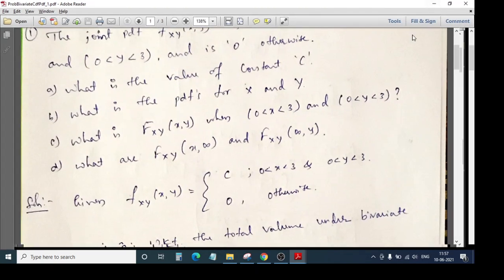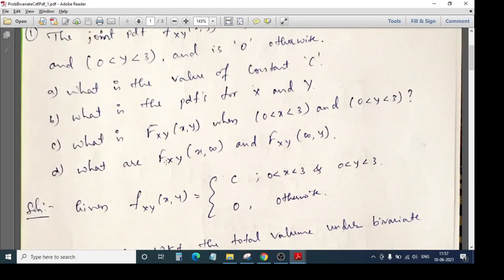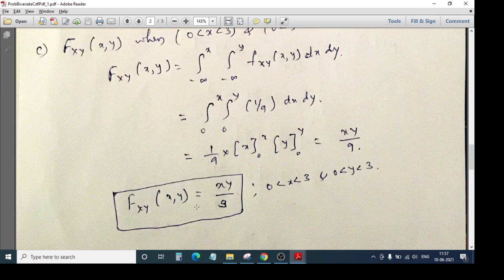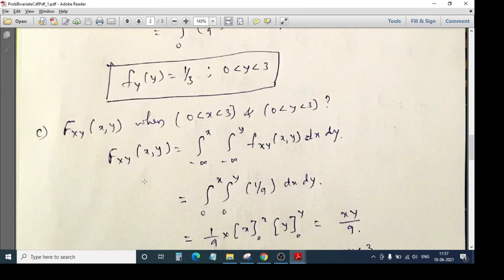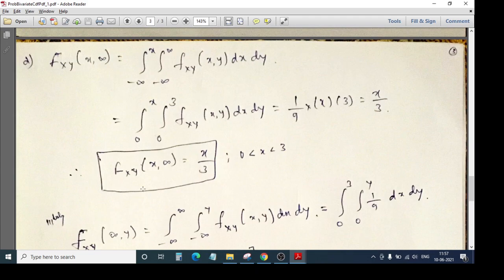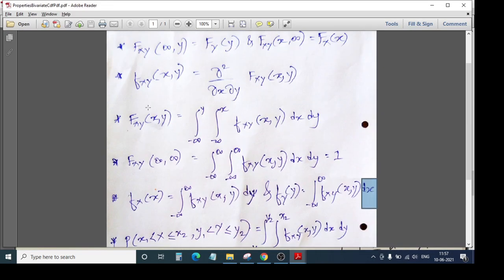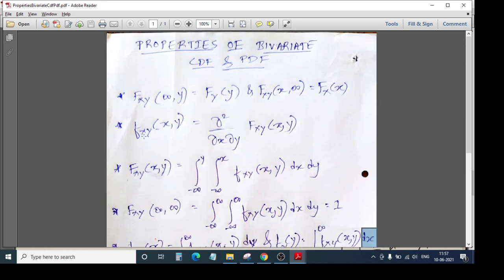When you speak of D part, it has been told to find out fxy of x comma infinity and fxy of infinity comma y. So we'll go ahead and try to find that now. From the property, we already know that we have a property that is fxy of x comma infinity. We have that property, if you remember.